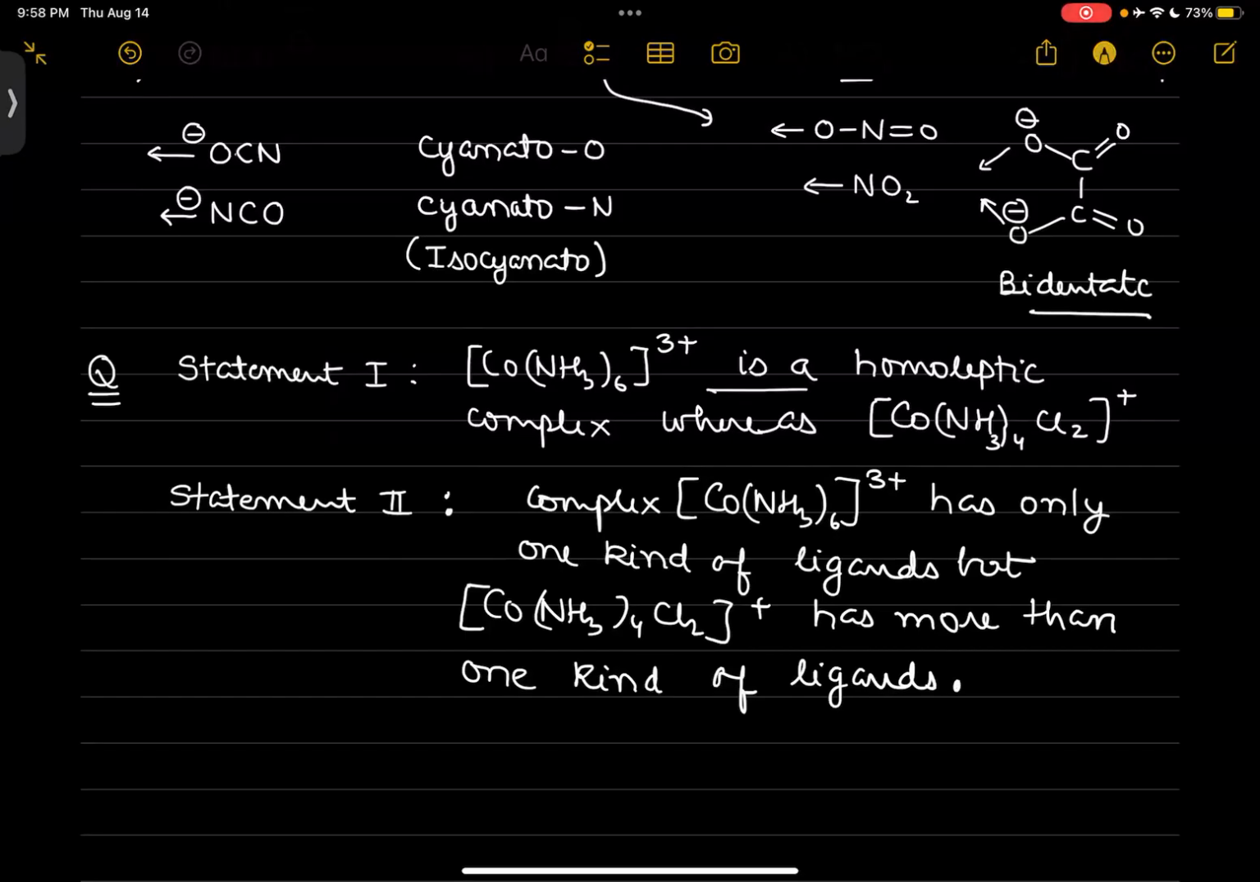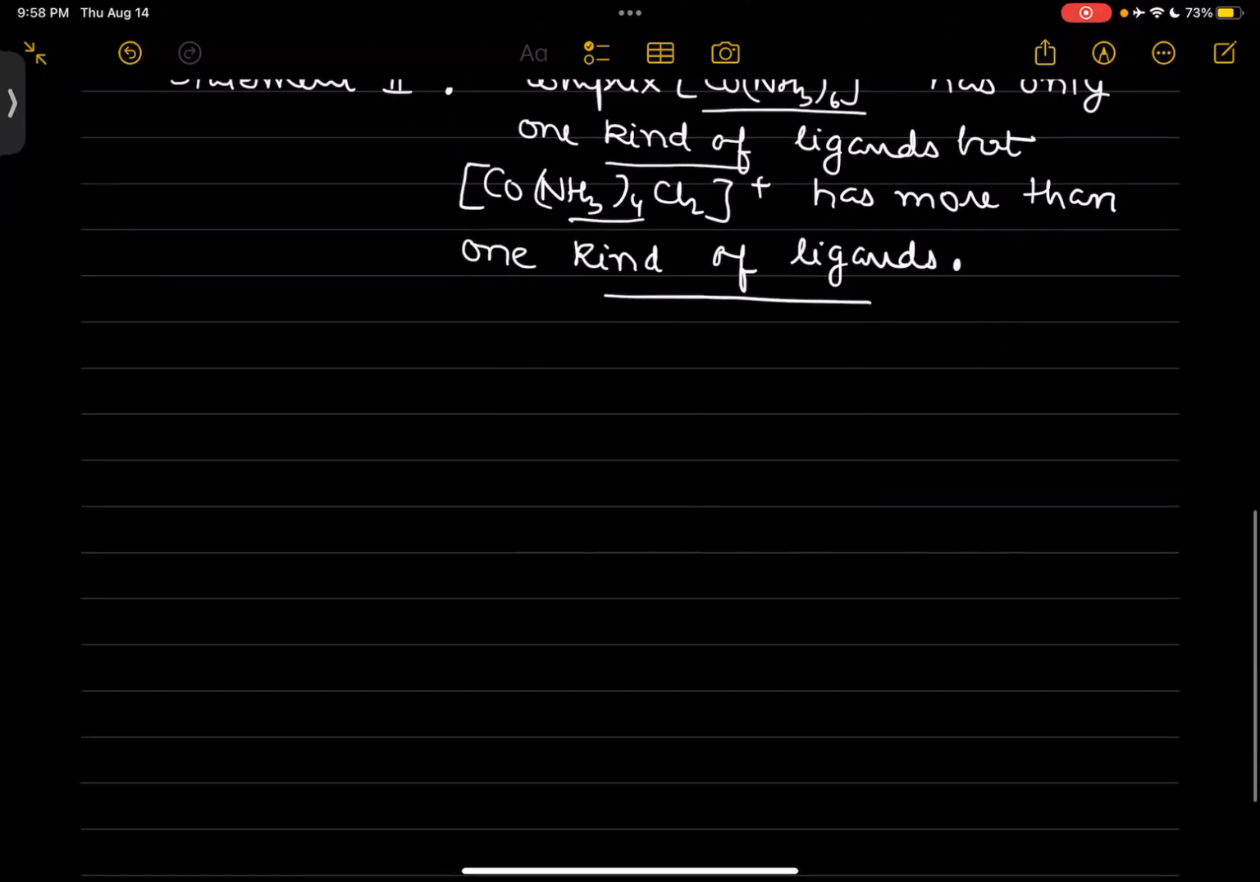So this is homoleptic, right? And this is heteroleptic. This, I have not mentioned it, whereas this is heteroleptic. Got it. So complex first has only one kind of ligand. That was the definition for homoleptic. And this complex has more than one kind of ligand, so that's why it is heteroleptic. So both are correct, and the second statement is the correct explanation for the first statement. I hope this is clear to you. Okay.